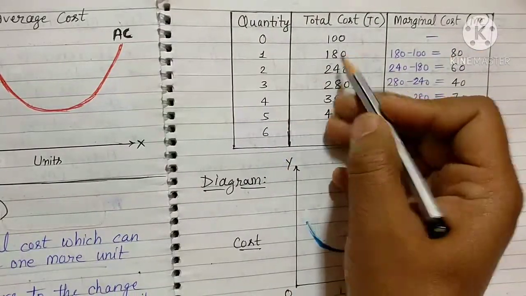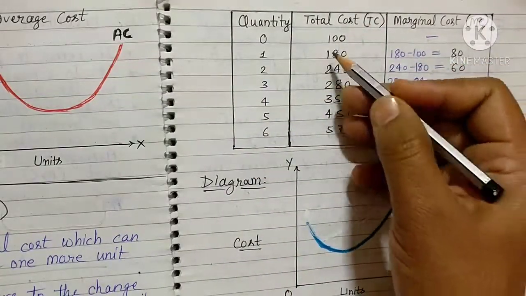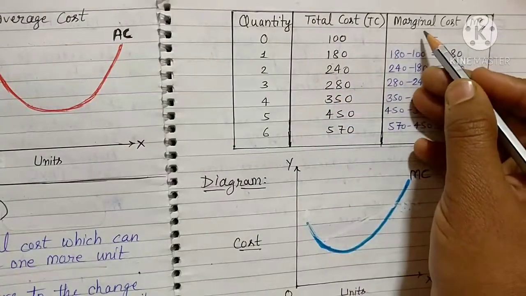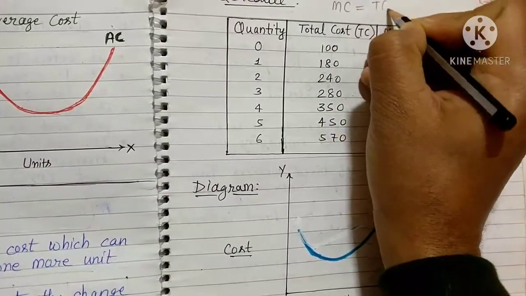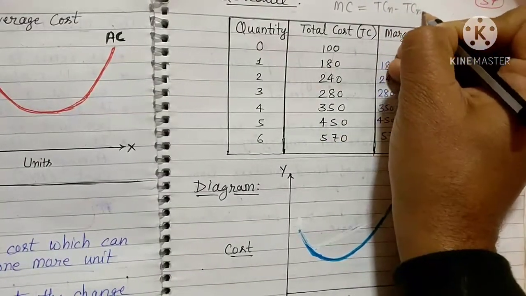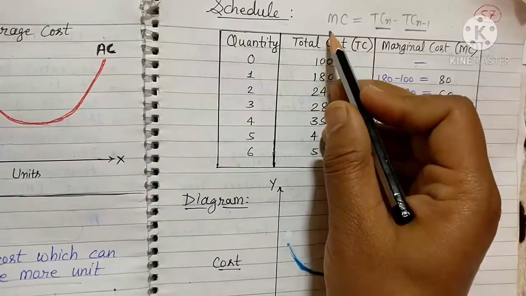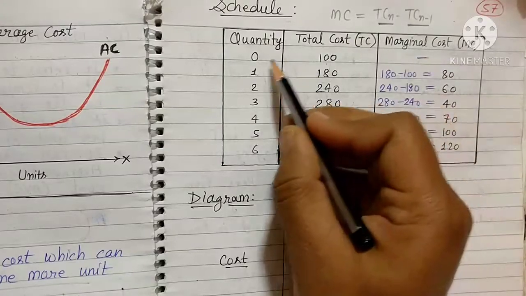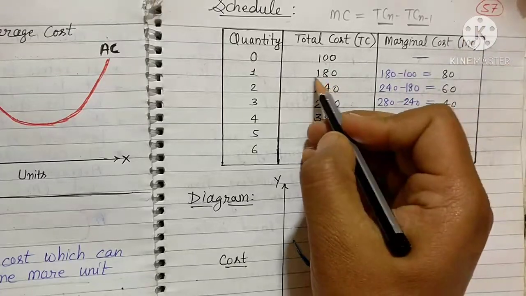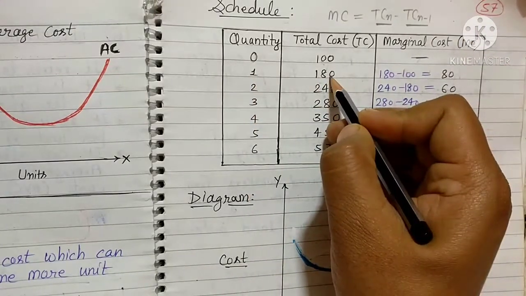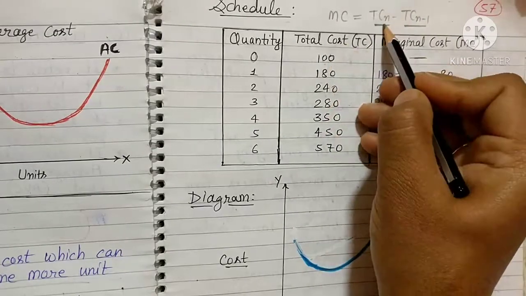Quantity 0, total cost 100. The total cost we have taken is the same as we took earlier. Now marginal cost. What is marginal cost? We have learned that MC equals TCn minus TCn-1. It means current unit minus previous unit. So what is the current TC? 100. Previous we don't know, so it will come dash. When our quantity is 0, MC will come dash. Remember this one. So first unit. Now see, this is the current unit, this is the previous unit. So 180 minus 100, current minus previous.